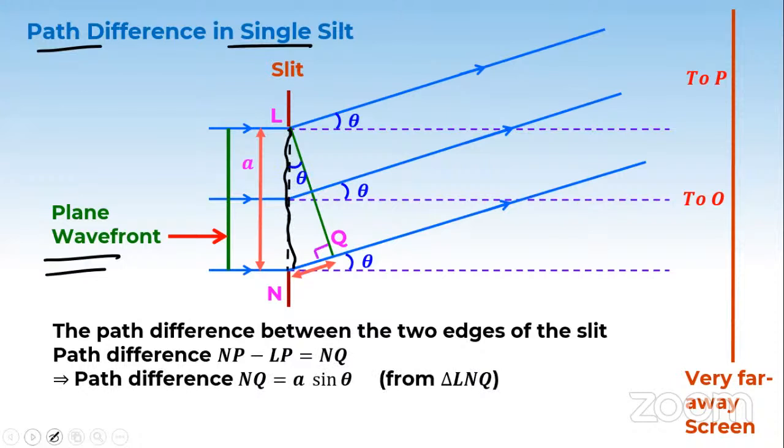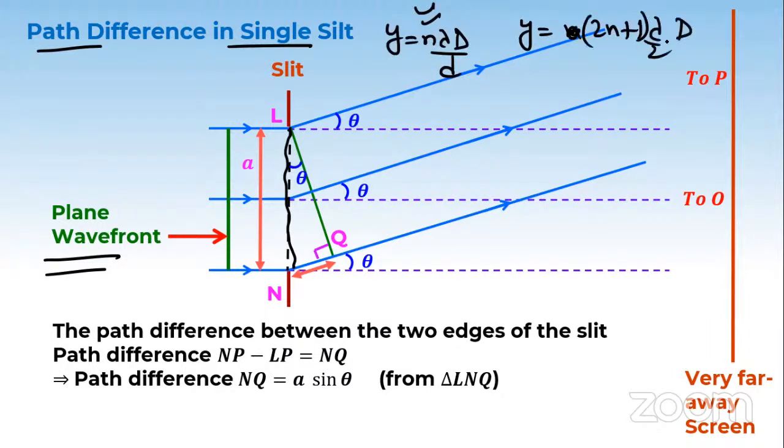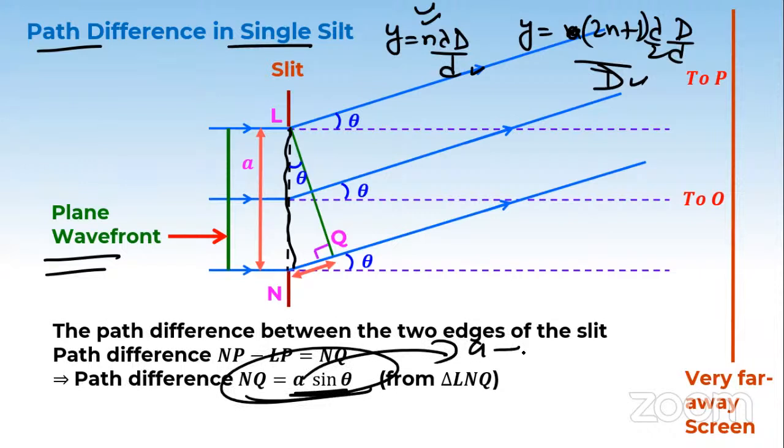So actually, what is this? In this, there is some derivation. As we have seen in the interference, we derived the formula y equals n lambda D by d for constructive interference, and y equals (2n+1) lambda by 2 times D by d for destructive interference. Similarly, we'll also derive a formula for this. For this, we need the path difference first. The path difference is a sin theta, where a is the distance between the slit.